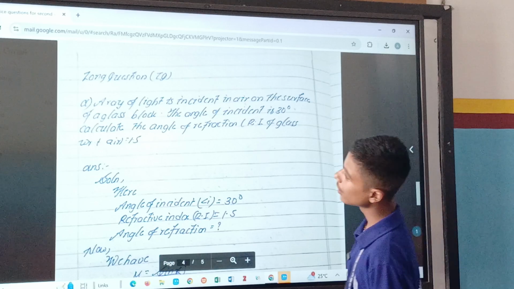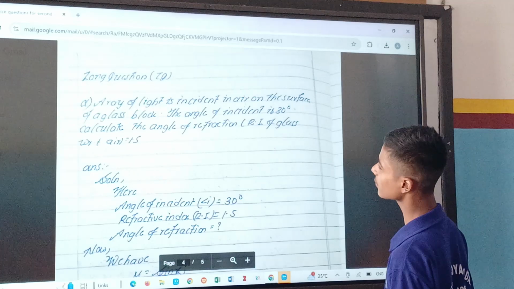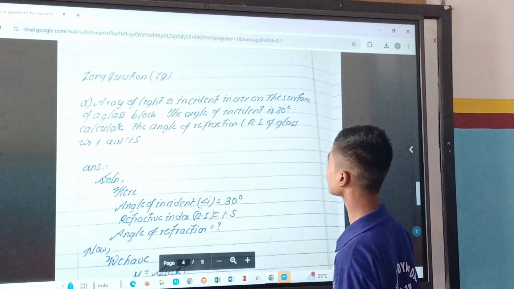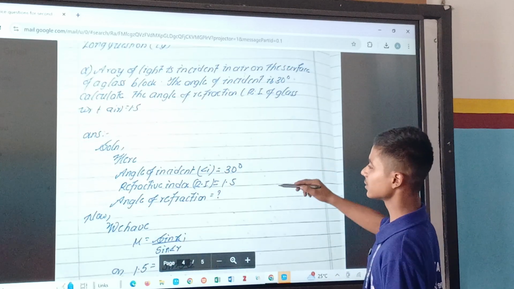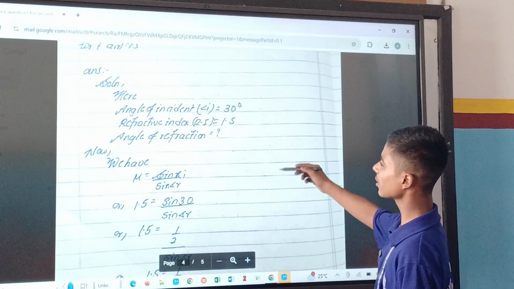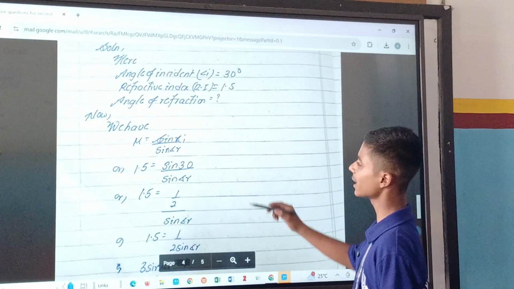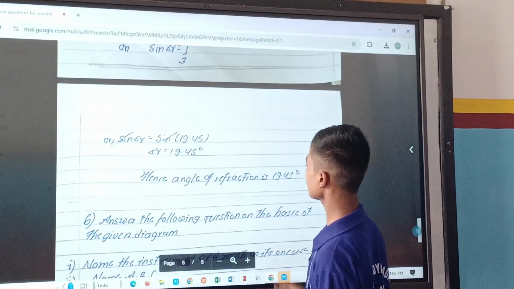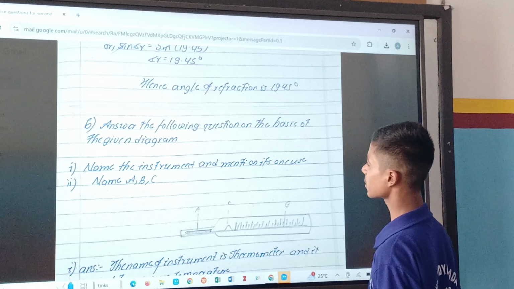Long questions. Numerical: a ray of light is incident in air on the surface of a glass block. The angle of incidence is 30 degree. Calculate the angle of refraction where refractive index of glass is 1.5. So angle of incidence is 30 degree, refractive index 1.5, and angle of refraction we have to find. We have the formula mu equals sine of angle of incidence upon sine of angle of refraction. So the answer is 19.45 degree.